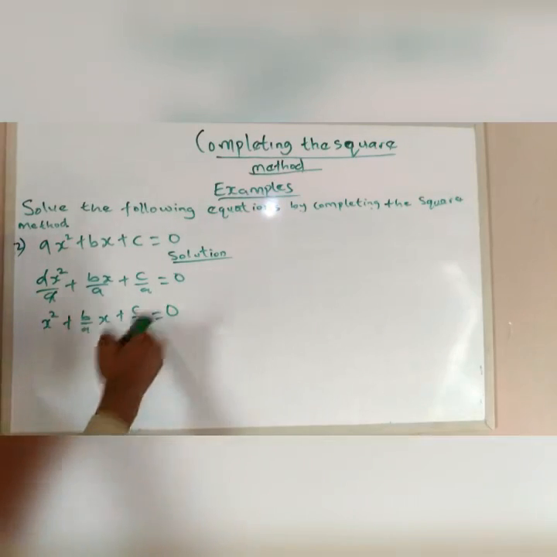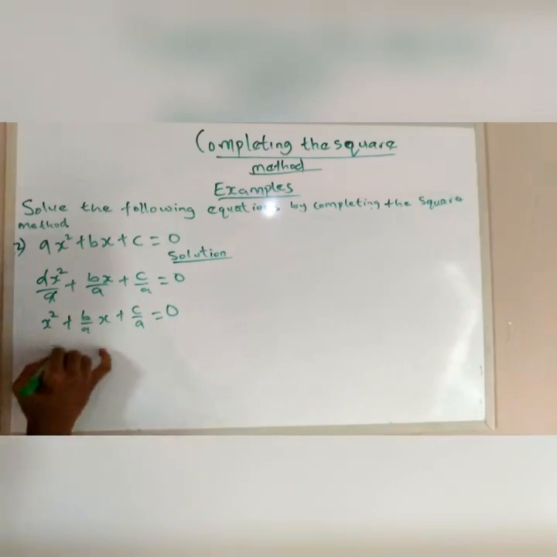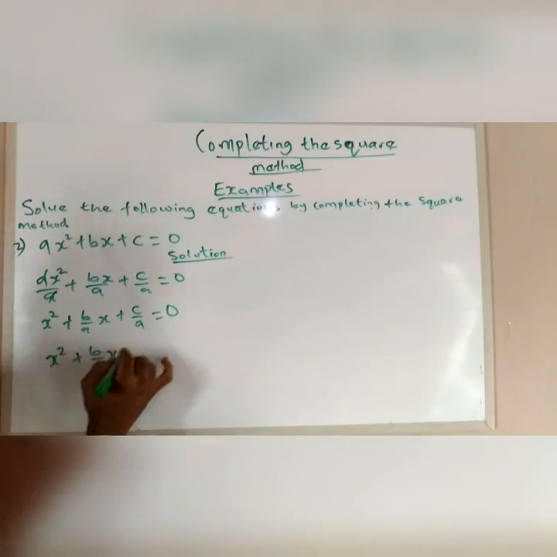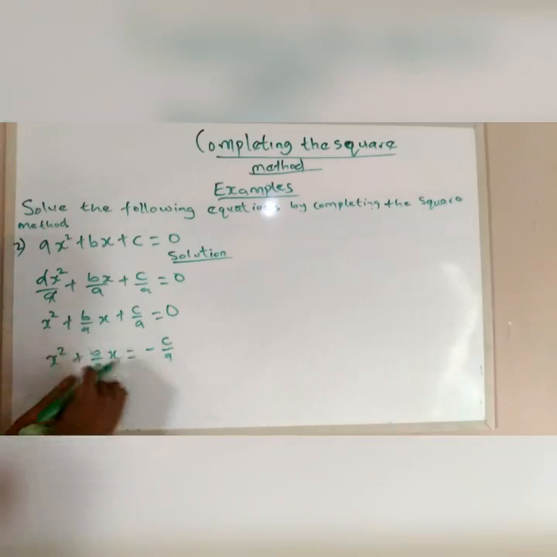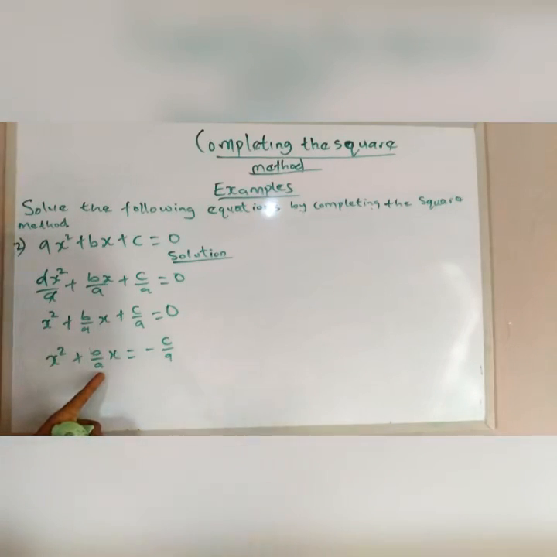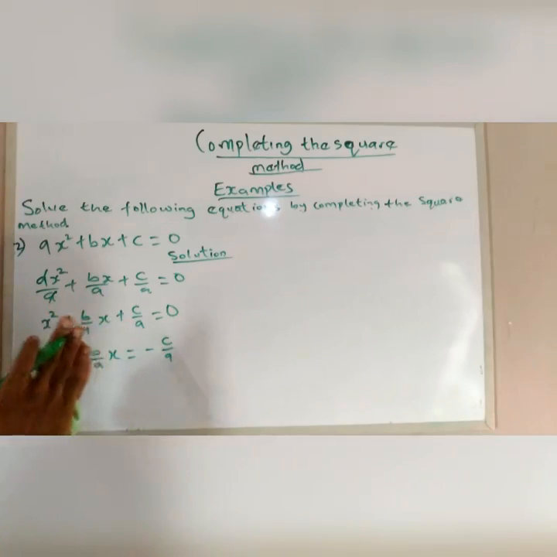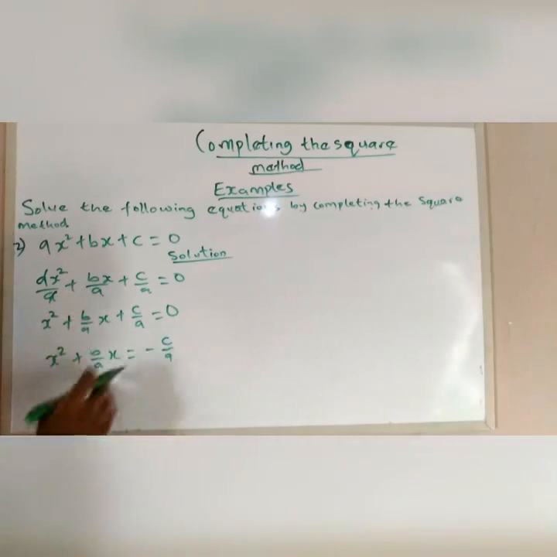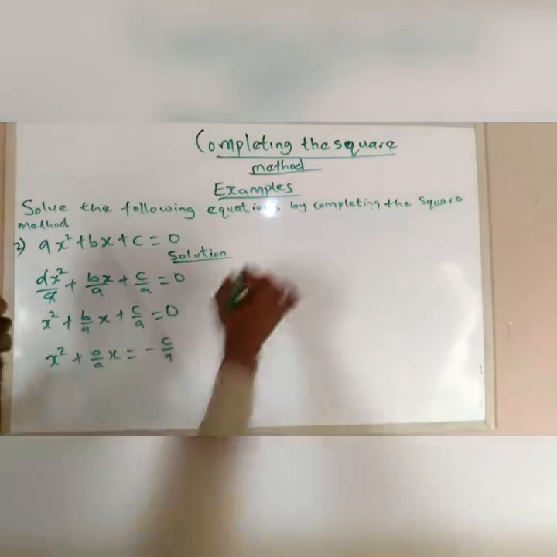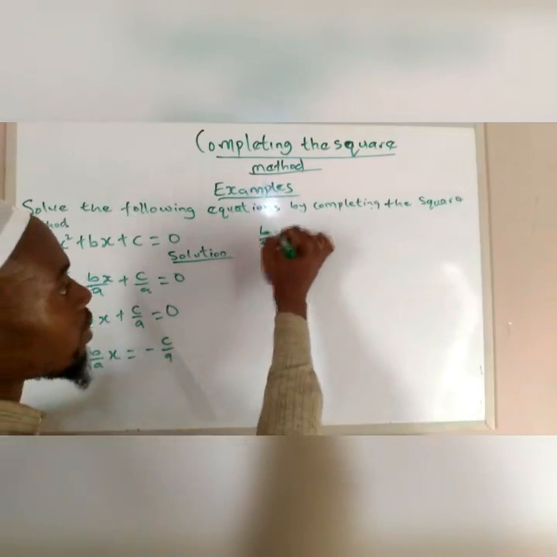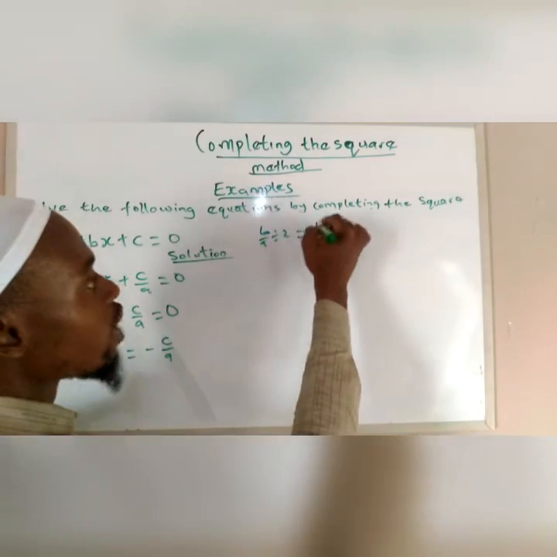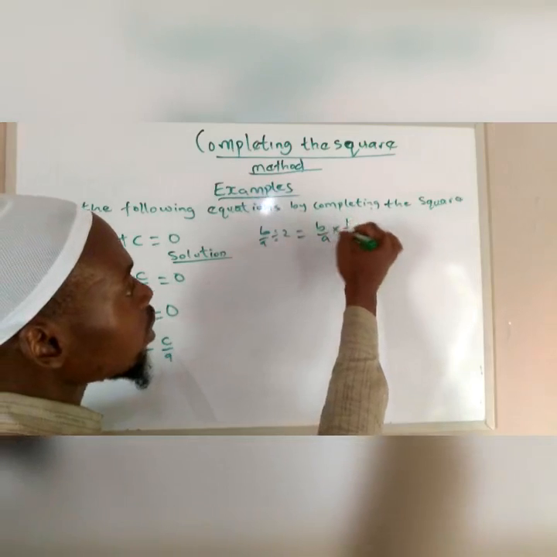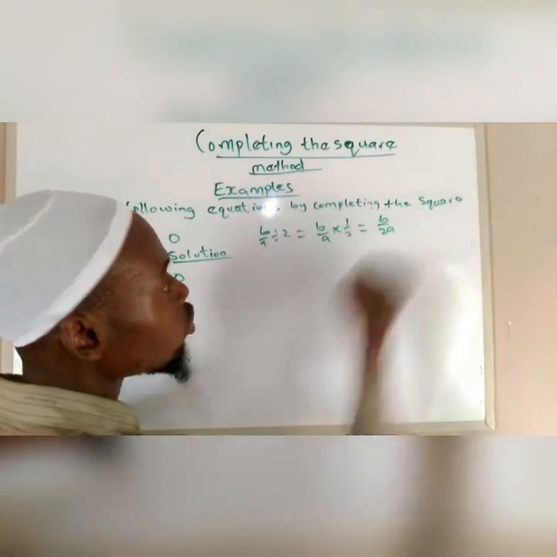After that, we take the constant term to the other side. So we have x squared plus b over a x is equal to minus c over a. After that, what we are going to do is divide the coefficient of x by 2, square it and add it to both sides. So let's first of all divide the coefficient of x by 2. We have b over a divided by 2. Then we take the reciprocal of 2 and this sign we change to multiplication. So we have b over a times 1 over 2. So we have b over 2a to be the final answer.